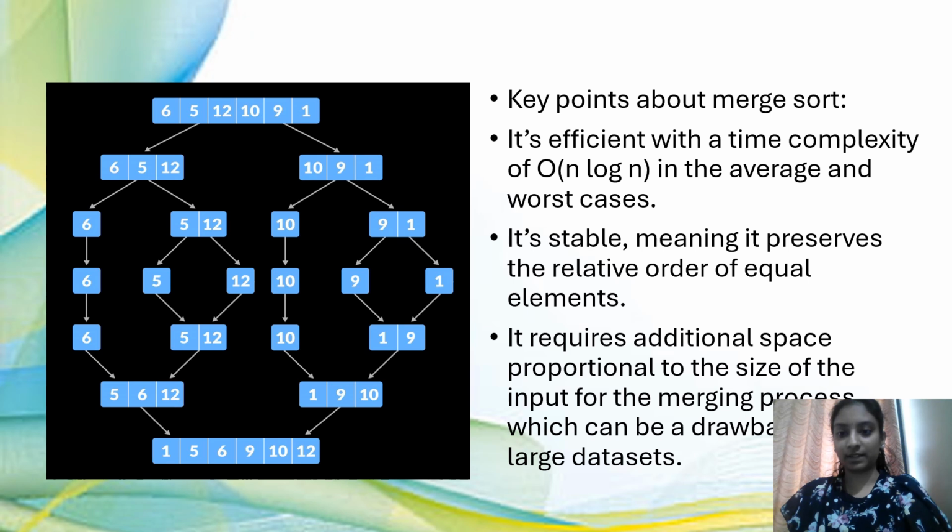Key points about merge sort. It's efficient with a time complexity of O(n log n) in the average and worst cases. It's stable, meaning it preserves the relative order of equal elements. It requires additional space proportional to the size of the input for the merging process, which can be a drawback for large data sets.